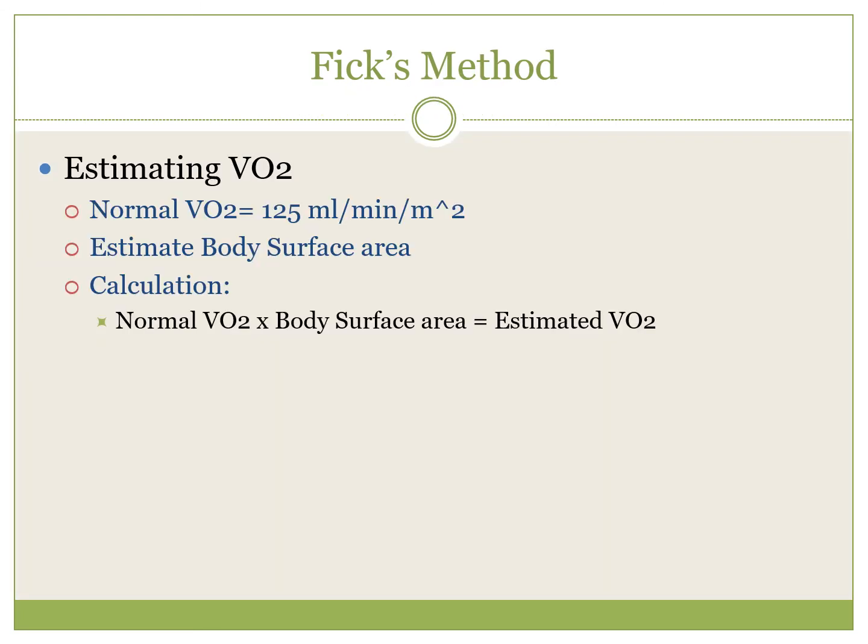Okay, so this is estimating your steps to the Fick's method. You're estimating your VO2, normal being about 125 mils per minute per meter squared. You have to look at your body surface area.